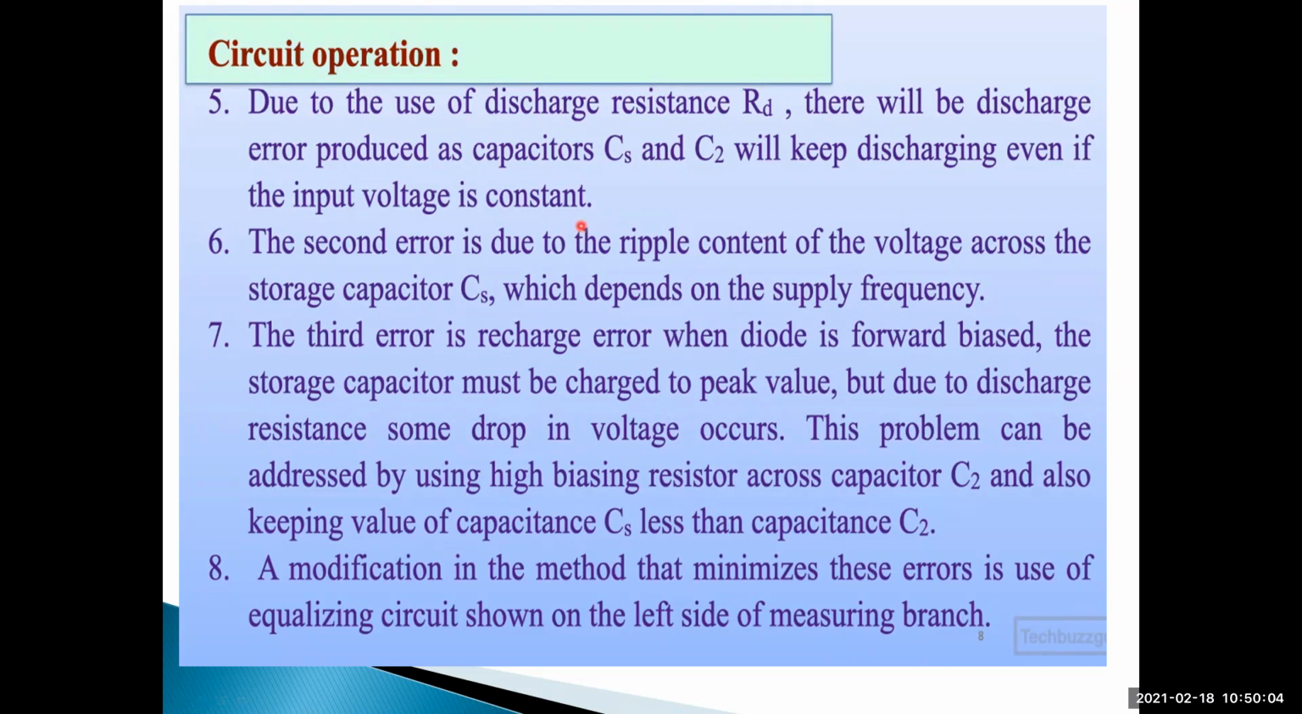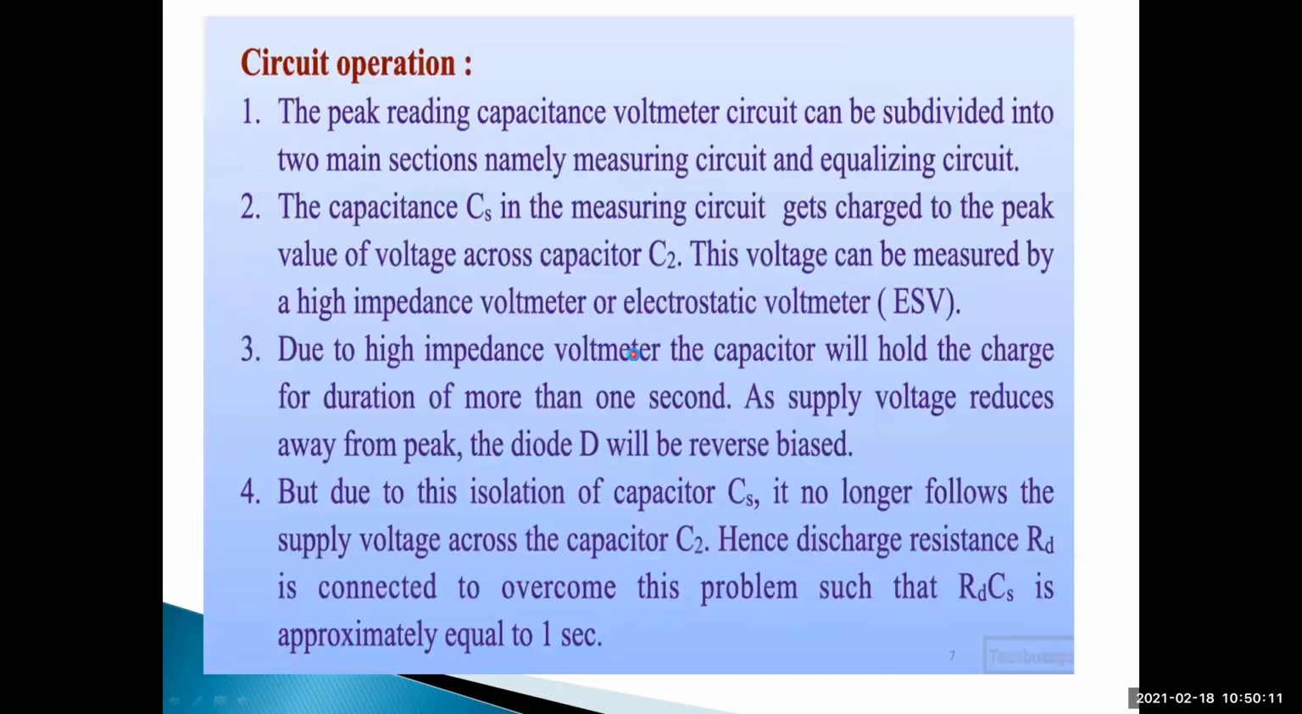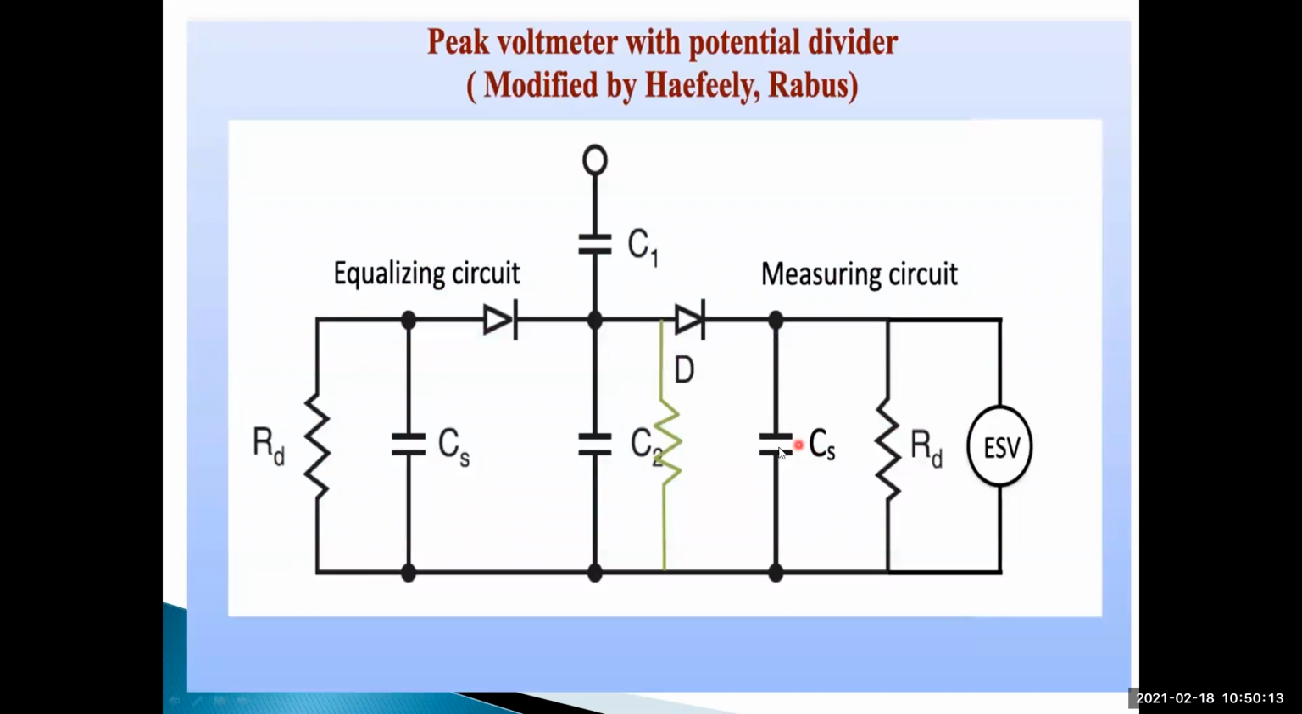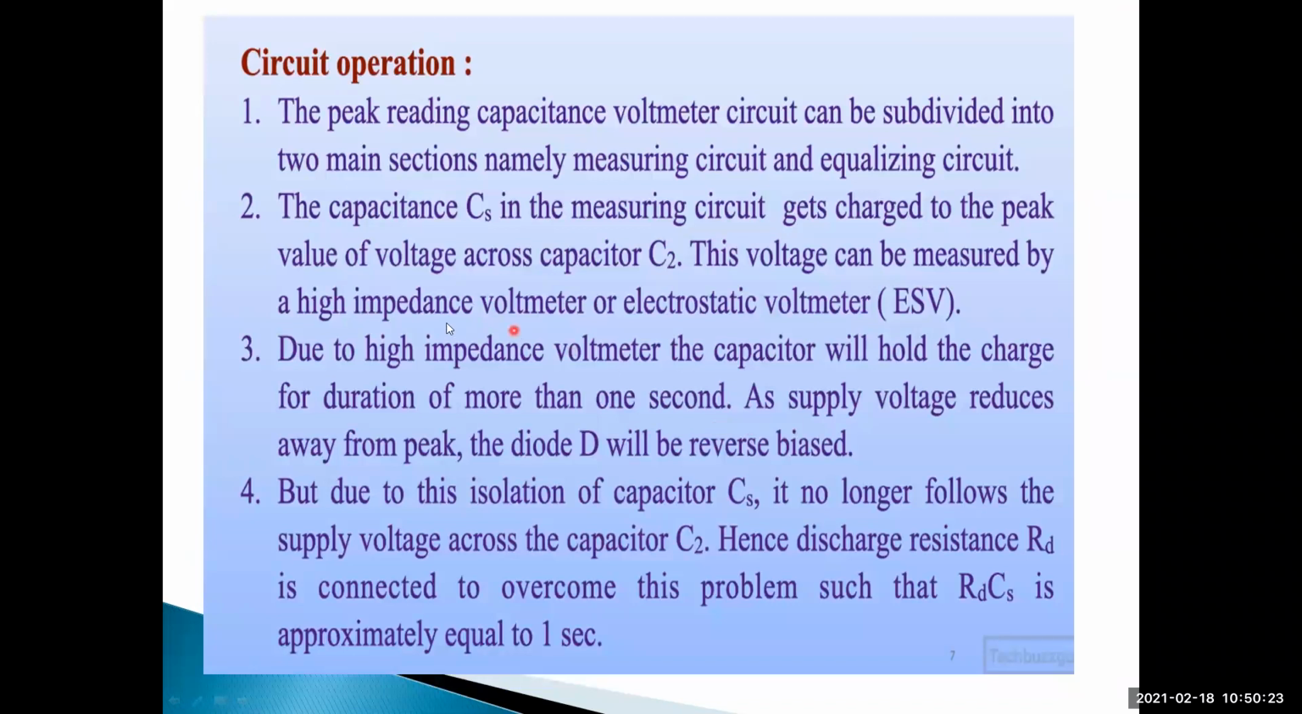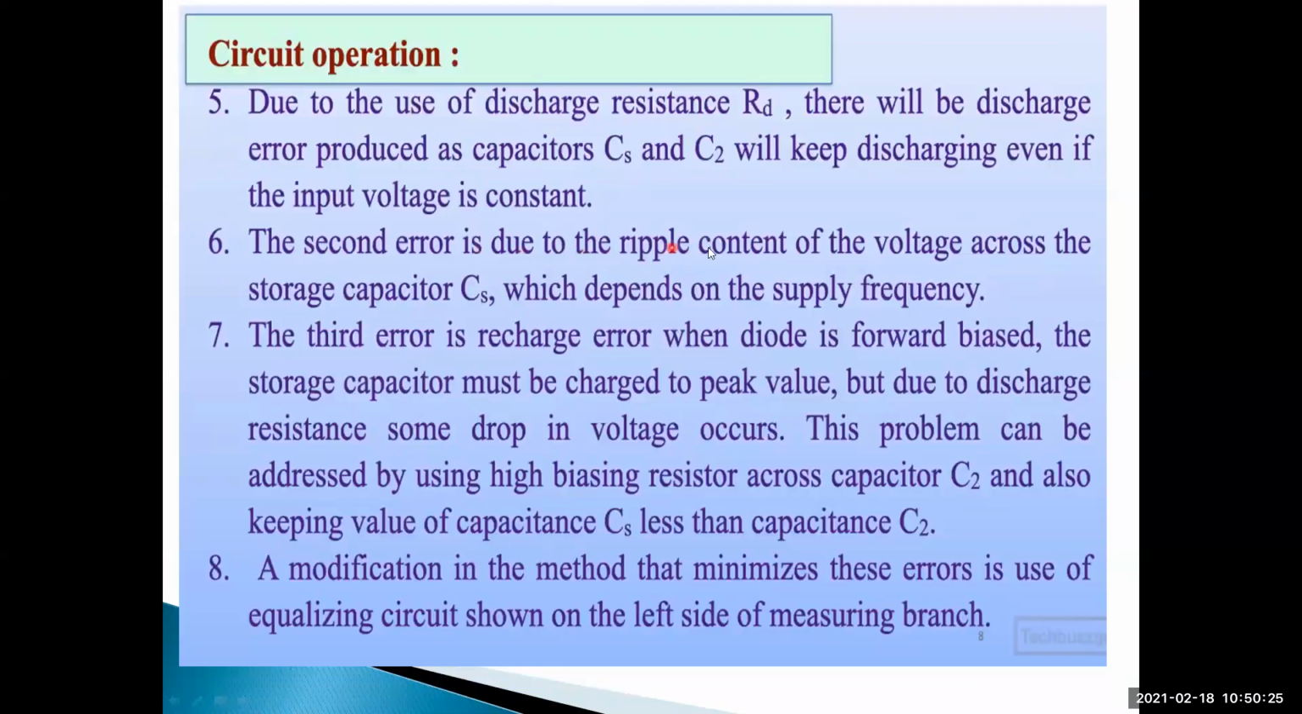And the second error is due to the ripple content of the voltage across the storage capacitor CS. Because of the ripple content, the high peak voltage appears across this because the diode is driven reverse biased, and then it will be isolated. That is the error. The second error is due to the ripple content of the voltage across the storage capacitor CS, which depends on the supply frequency. And next, the third error is the recharge error.